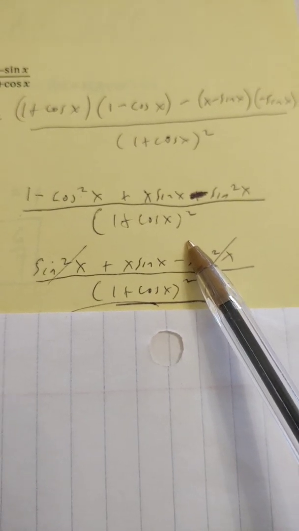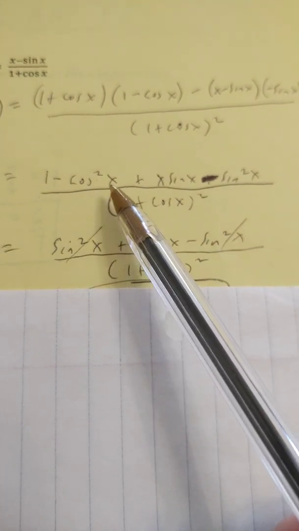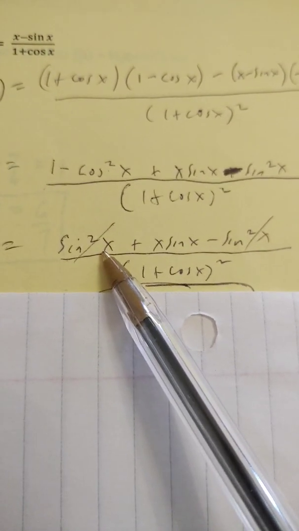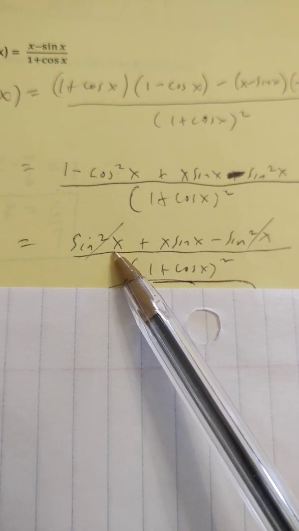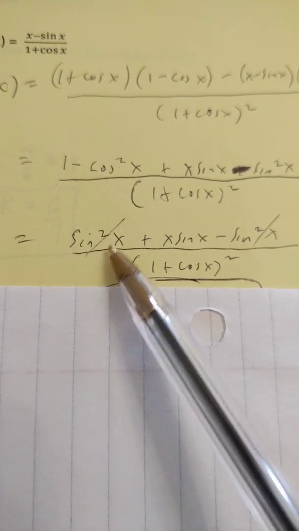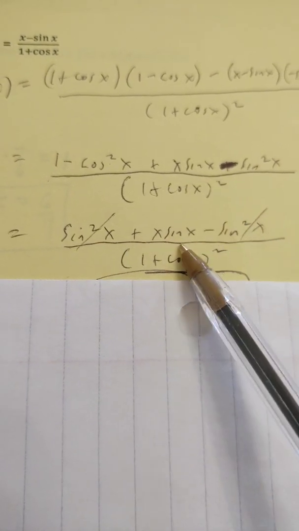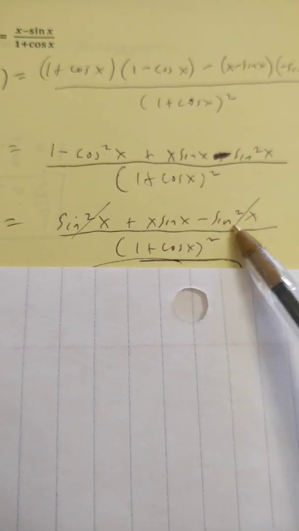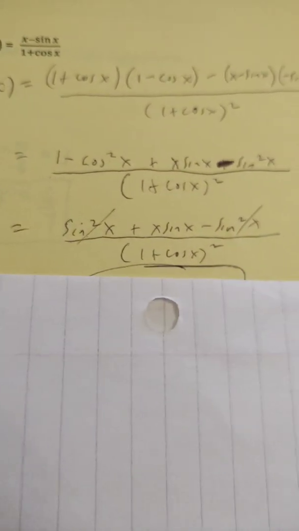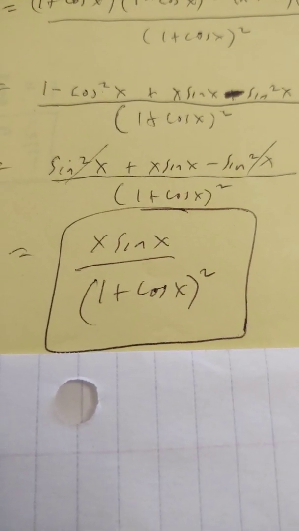Okay, and now let's see what we did next here. 1 minus cosine squared x is actually sine squared x. Because if sine squared x plus cosine squared x is 1, that means 1 minus cosine squared x is sine squared x. So that was a Pythagorean identity. So have those identities handy. Okay, and then I got the plus the x sine x minus the sine squared x. And then these cancel out because they're opposites. So my final answer, the derivative, right here, f prime of x is equal to, and there's the final answer, x sine x over 1 plus cosine x all squared.